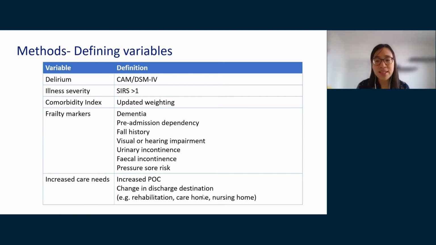Our frailty markers included the following. Dementia is determined by a mix of history from patient or relative, or from GP or hospital records. All other markers are routinely collected data during admission. Increased care needs refers to an increased care package, or a patient who is discharged to a new setting, such as to a rehab unit, to a community hospital for further rehab, or to long-term care, such as a care home or nursing home.